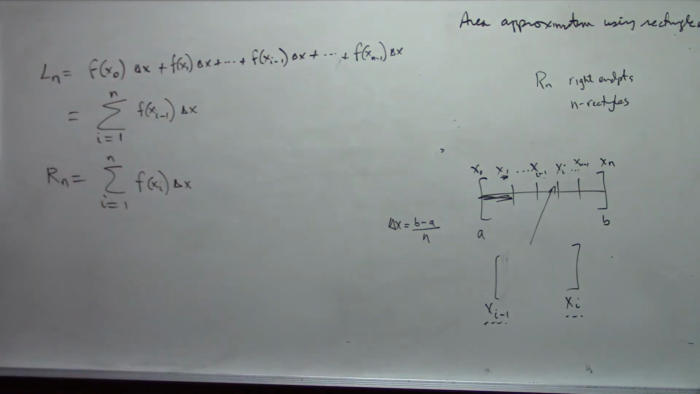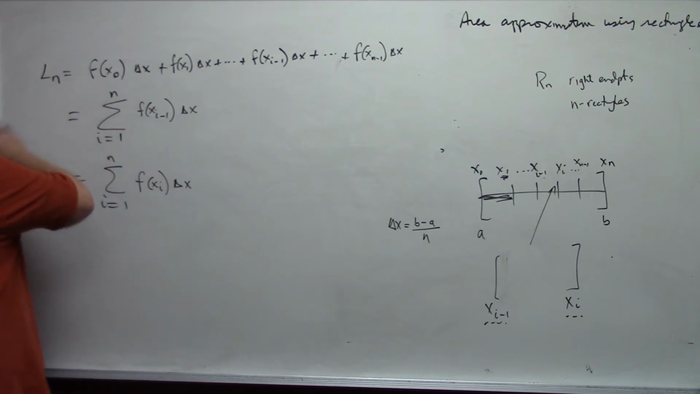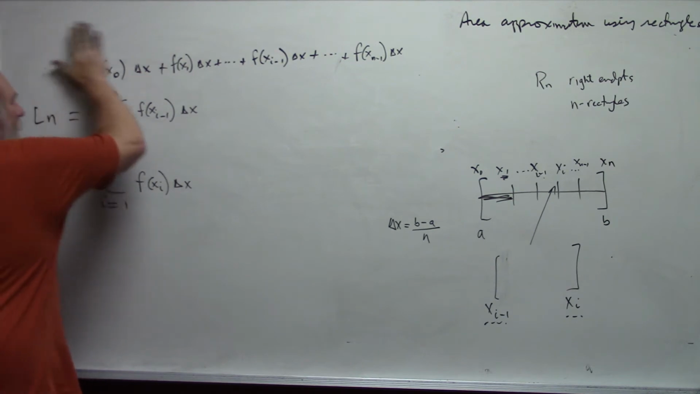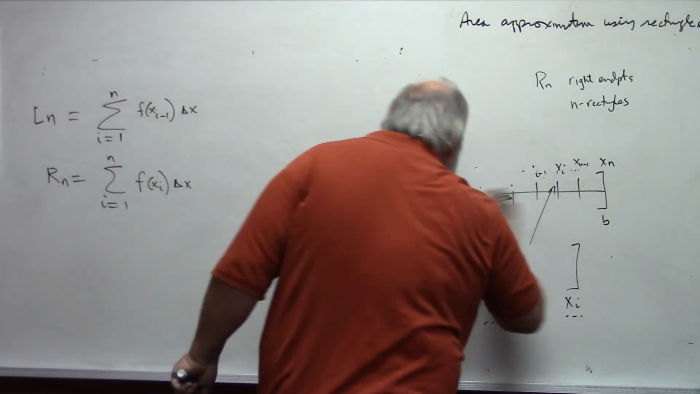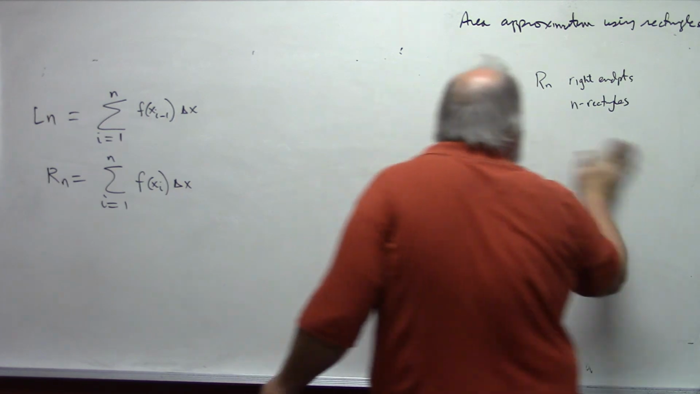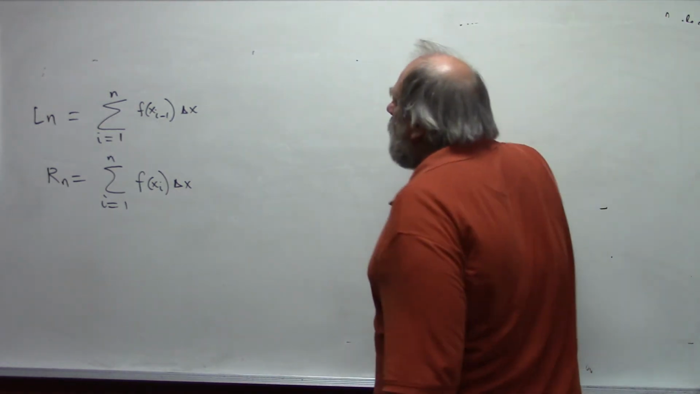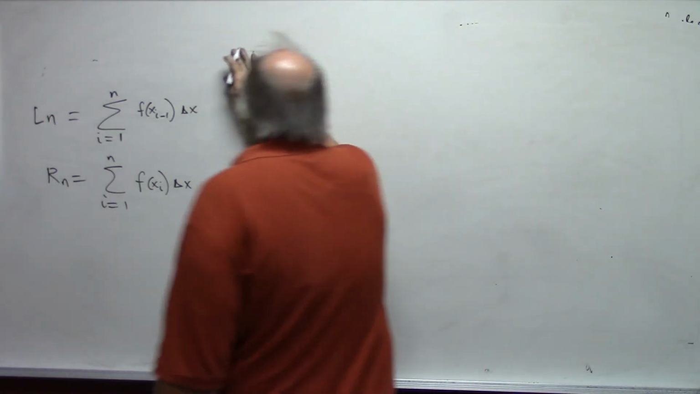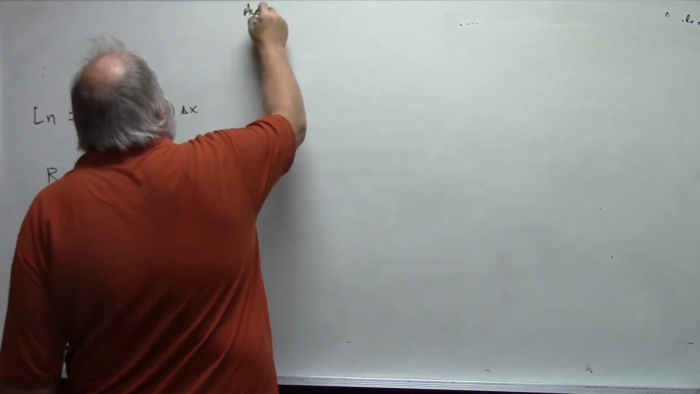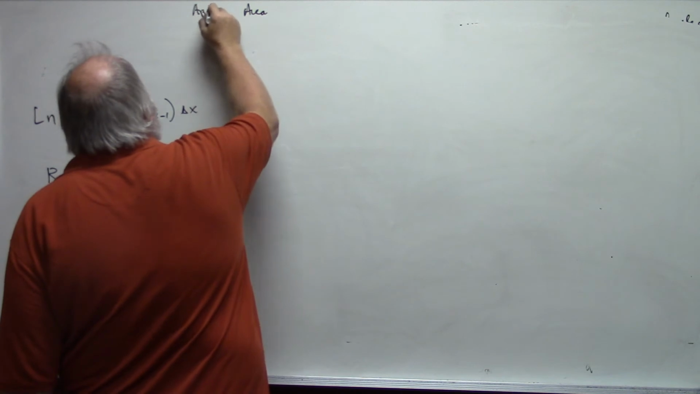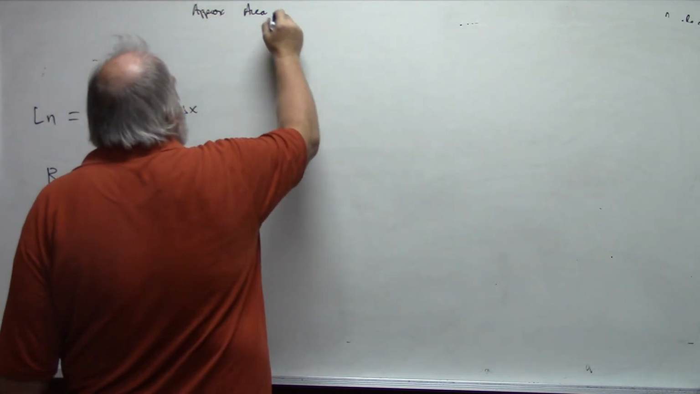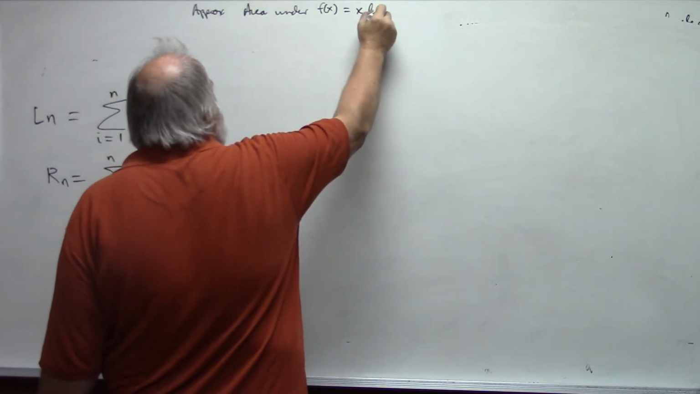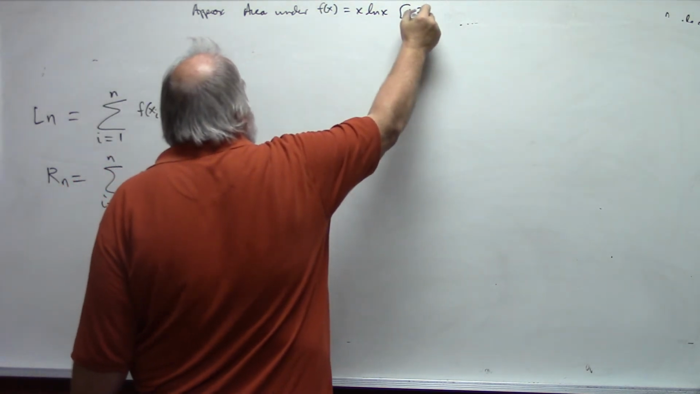So let's look at a couple of examples. I'm going to erase some of this, but keep some of this. Erase that, just keep the condensed version so we can view it. And let's suppose that I want to approximate the area under f of x equals x ln of x on the interval from 1 to 3.